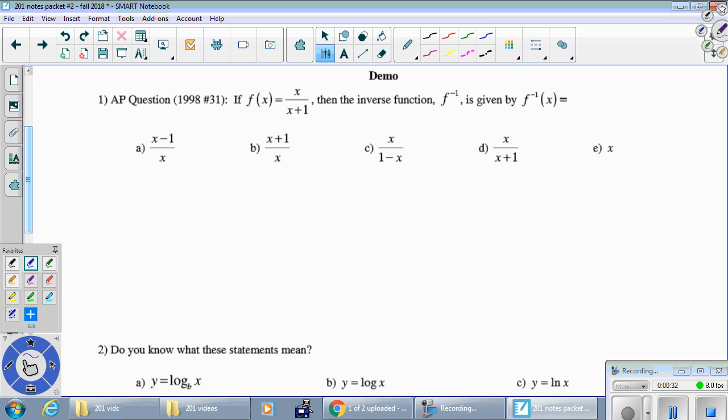So remember the idea here to calculate an inverse is first you change the f of x into a y. So all I'm doing is rewriting this thing, but change f of x to y. And then the next step is to interchange all of the x's and y's. So every y becomes an x, and every x becomes a y. And then we solve this new equation for the new y.